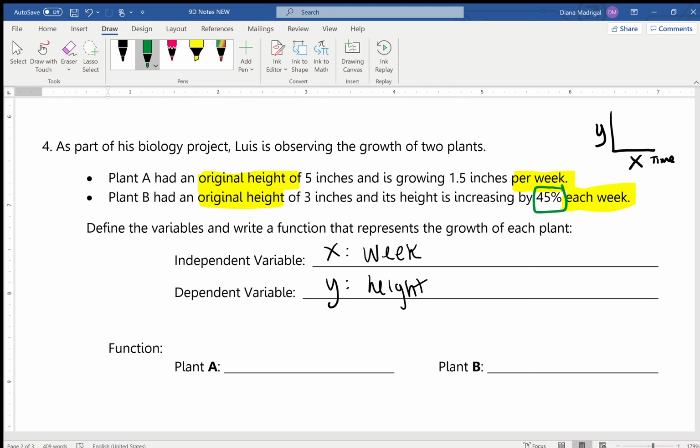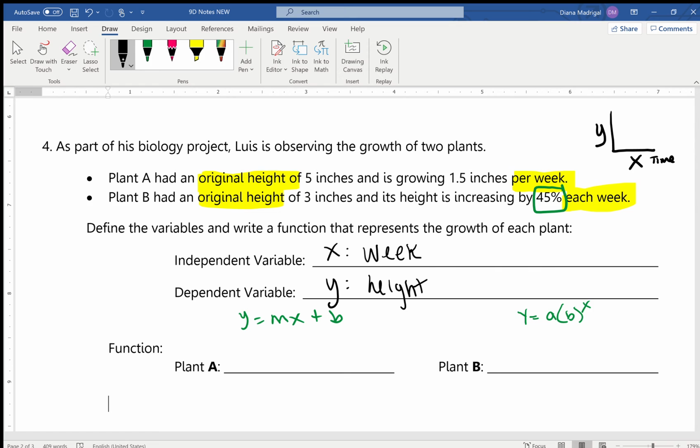So plant B, again, how do we write an exponential? y equals a times b to the power of x. How do you write a linear equation? y equals mx plus b. All right, here we go.